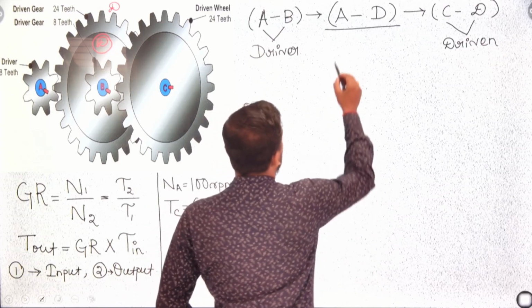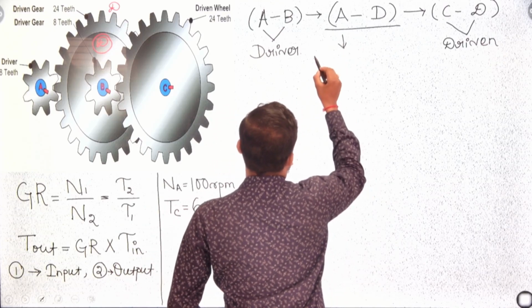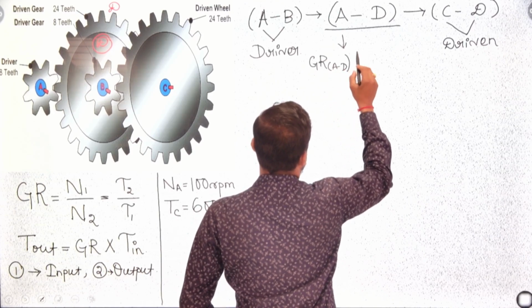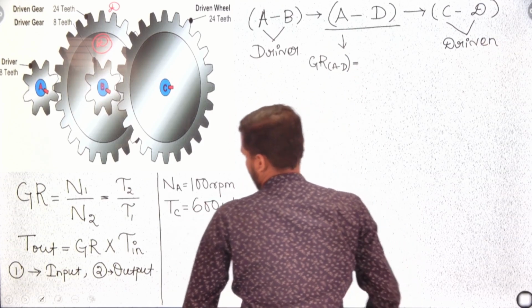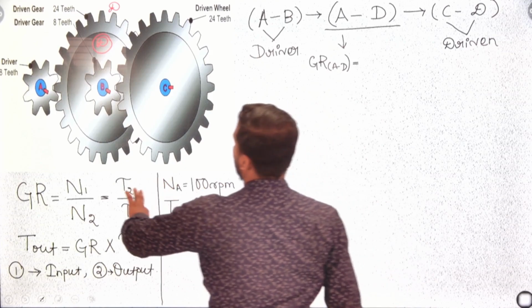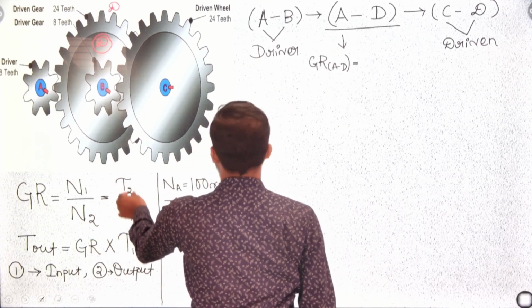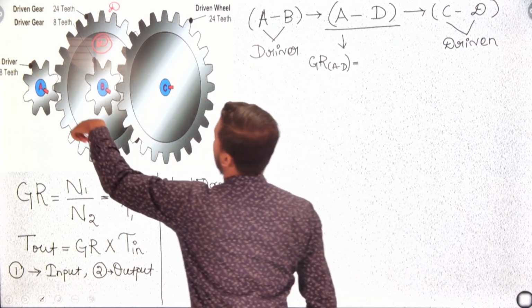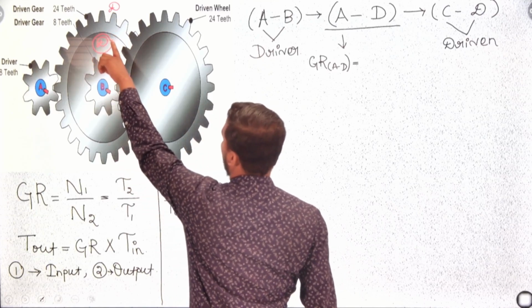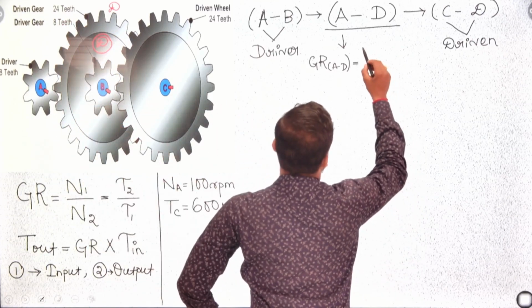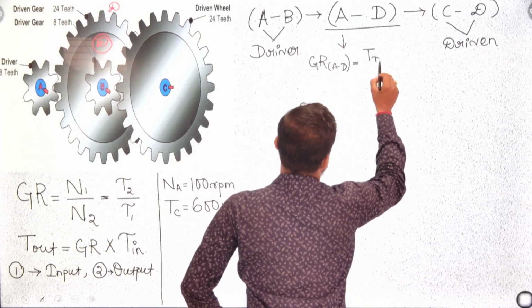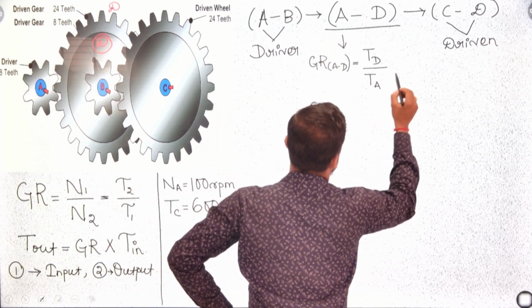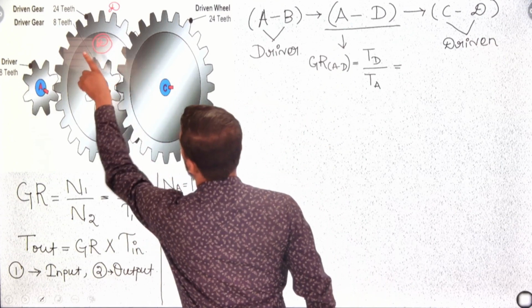For that purpose, what is the gear ratio of A and D? The gear ratio of A and D is equal to N1 by N2. N1 and N2 are not given, but the number of teeth we know: output teeth by input teeth, T2 by T1, that means output by input. Here, for A and D, the output is the driven gear D, whose number of teeth is given as 24. So the teeth of output gear D by the teeth of input gear A, where the teeth of output gear D is 24.